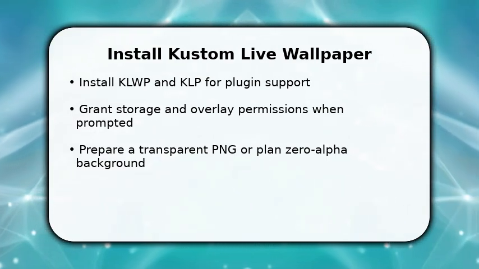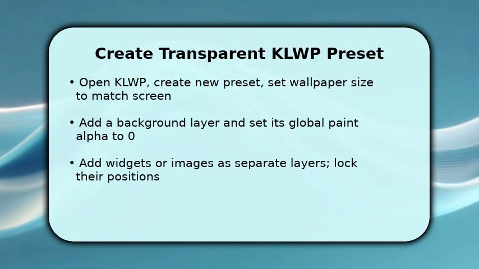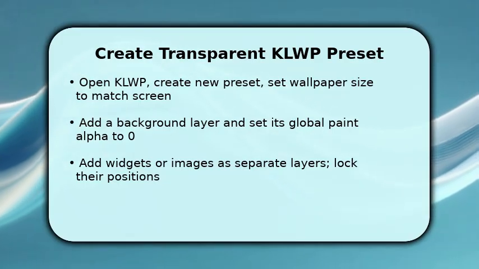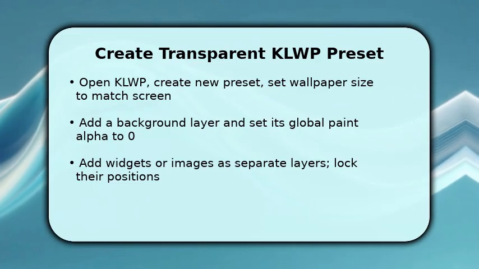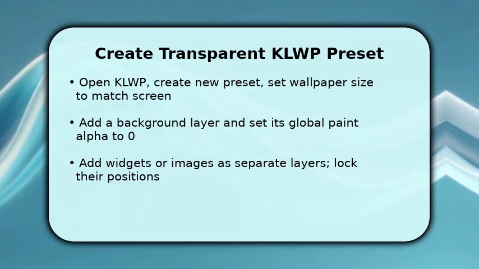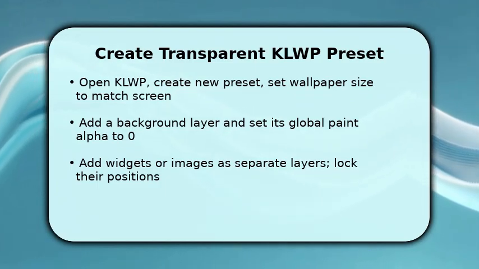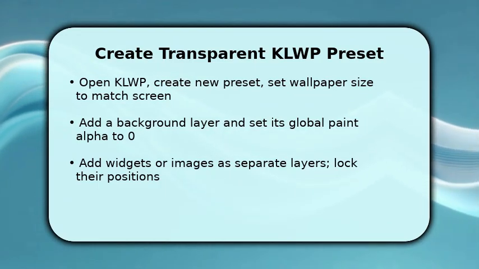You now build the preset. Open KLWP, create a new preset, and match the canvas to your device resolution so things align perfectly. Add a background item and set its paint or global alpha to 0. This makes the wallpaper effectively transparent while keeping KLWP active.